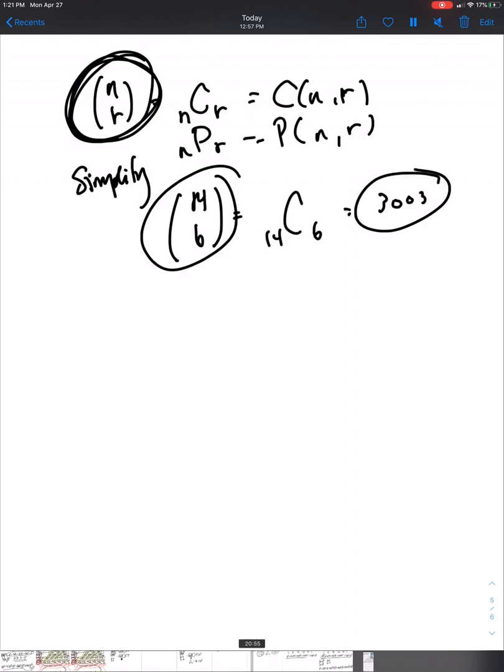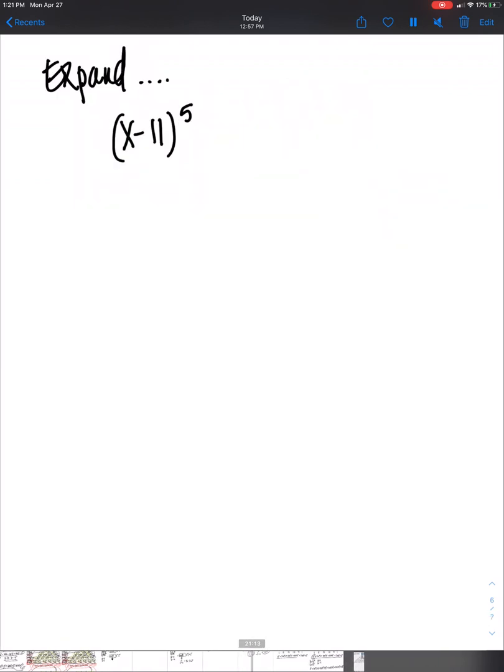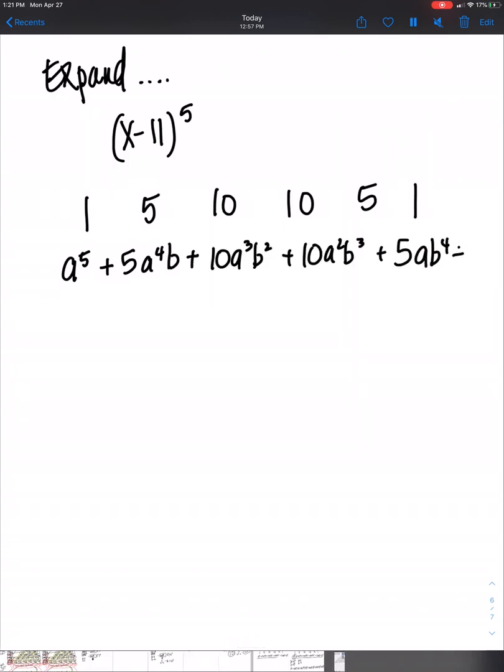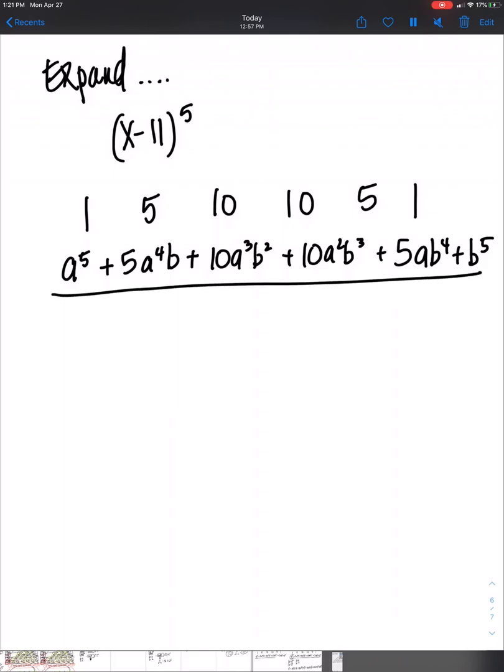Okay, so I am going to do one more example. We're going to expand this right here, x minus 11 to the fifth. Now remember, I'm going to go back to my Pascal's triangle. I'm going to do what I need to do on Pascal's triangle. So those are the numbers from the Pascal's triangle. So now I'm just writing it out.